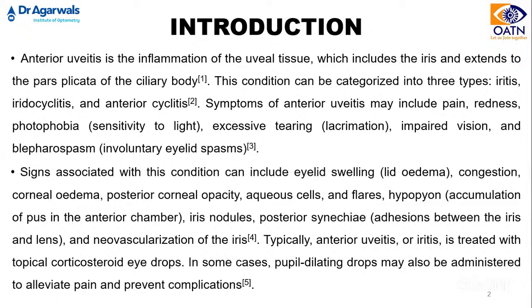Symptoms include pain, redness, photophobia, lacrimation, impaired vision, and blepharospasm. Signs associated with the condition include eyelid swelling, congestion, corneal edema, posterior corneal opacity, aqueous cells and flares, hypopyon, and iris nodules. Mostly, anterior uveitis is treated with topical corticosteroid and in some cases cycloplegics to prevent pain and to reduce complications.